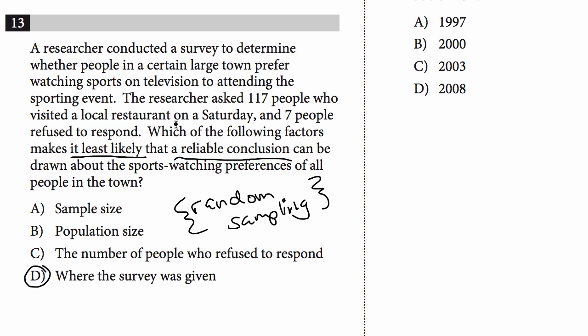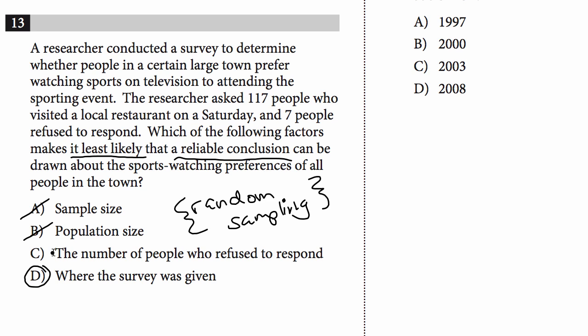On the flip side, maybe they're more likely to watch the game on the TV there, and that's where all the people who go and watch TV go and watch. So you can kind of skew this any way you want, because where you held the survey kind of screws up your study. So you want something that's completely random. The sample size in this case was 117. That's a decent amount of people. The population size doesn't matter as long as the sample is nice and representative.